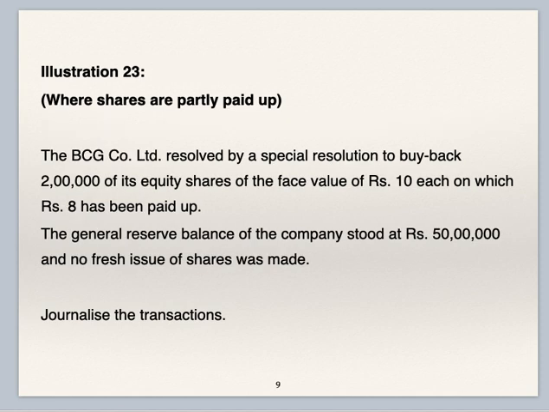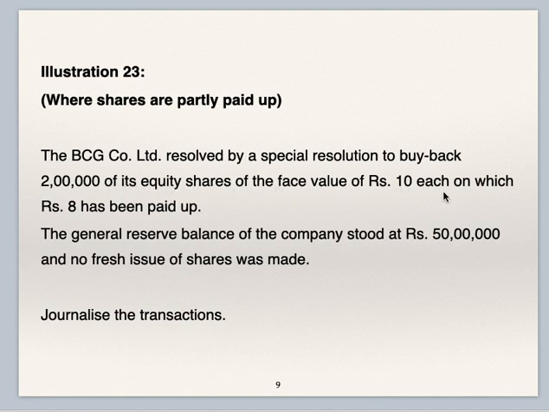Now we'll go to illustration 23, where shares are partly paid up. One of the conditions for buyback is that shares for the purpose of buyback should be fully paid. So when shares are partly paid, it is necessary to make an entry for showing final call due, then pass an entry showing final call received, and then only proceed for passing entries for buyback.